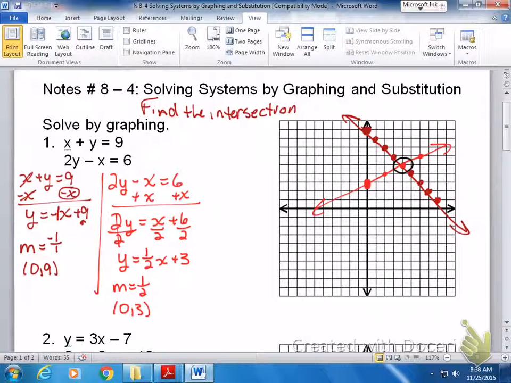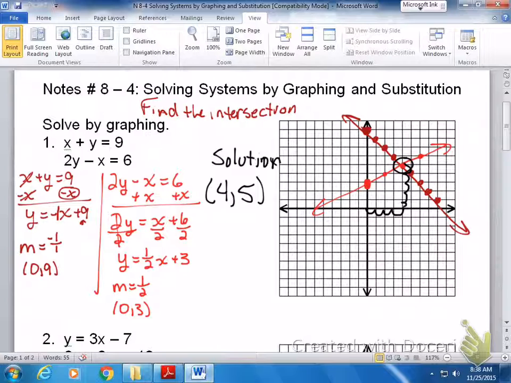Now it looks like our intersection happened at a nice point. It looks like it's right here. That's over 1, 2, 3, positive 4. And then it's up 1, 2, 3, 4, 5. So I got my solution to be 4, 5.